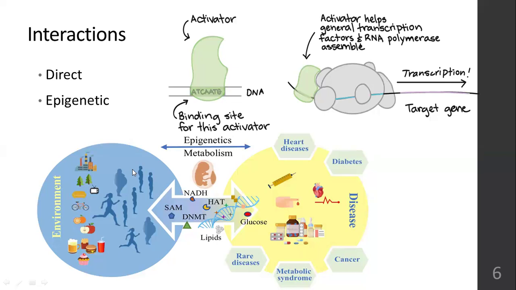The outside environment directly affects your genetics, and that is responsible for many of the diseases that you may carry: heart diseases, diabetes, cancer, metabolic syndrome, any rare diseases that you may get in the future. Epigenetics is related to these diseases in some way or the other. So that is epigenetics.